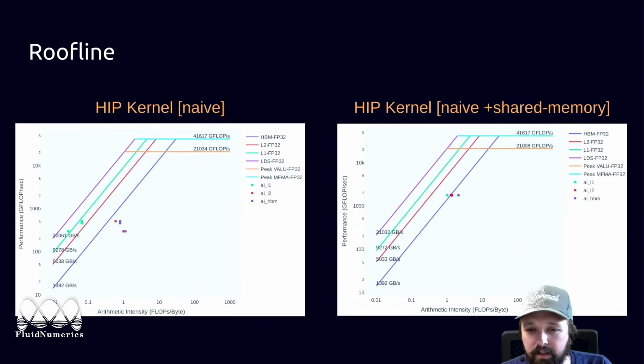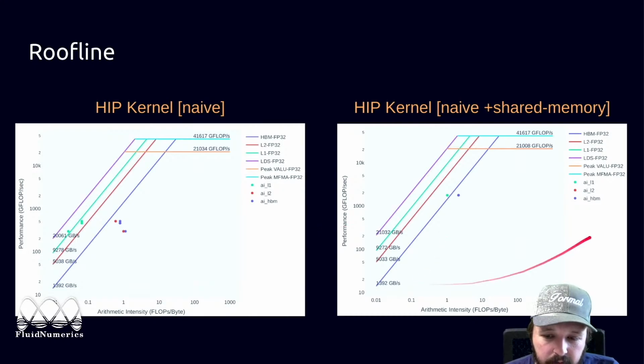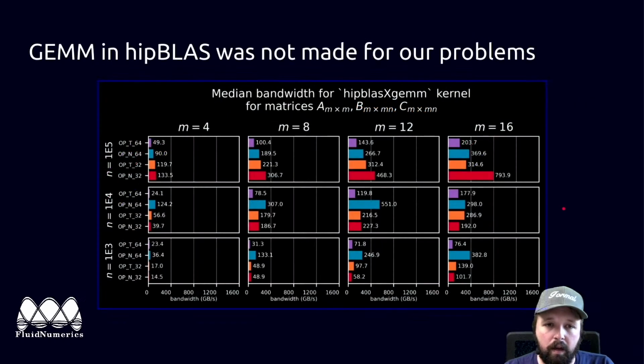I mean, hitting basically 2 teraflops for a GPU for that kernel is quite huge for us, and certainly in comparison to where we had been, which is more like 200 gigaflops. So factor of 10 over where we started.